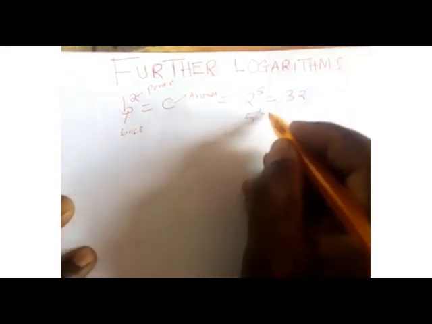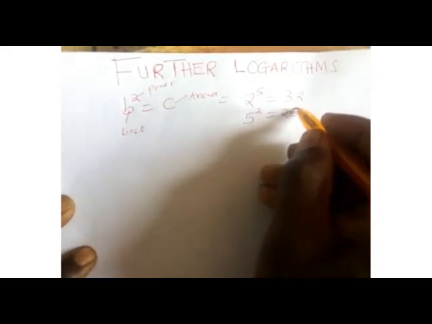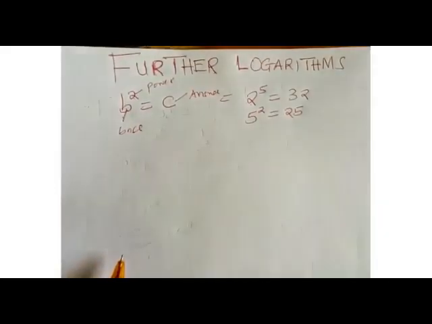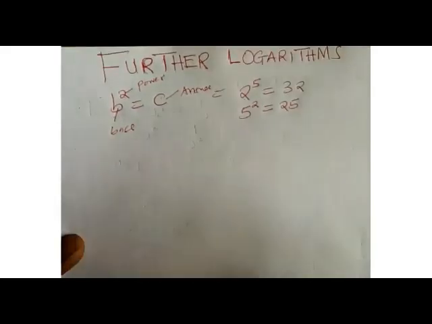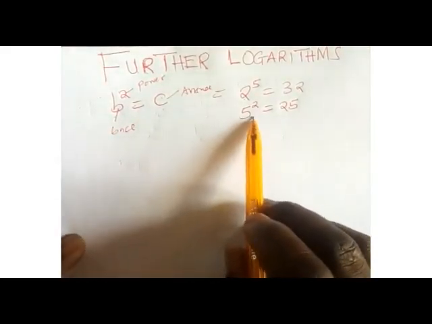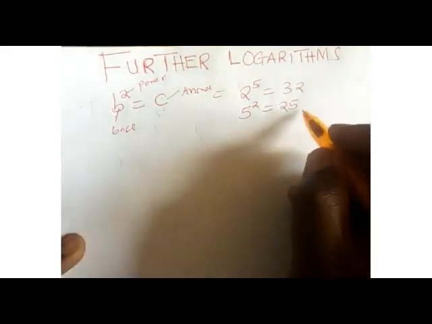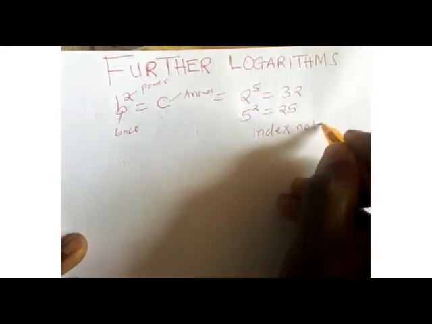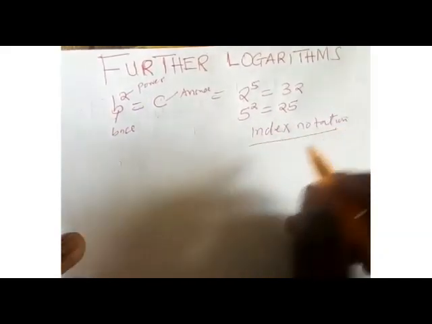5 raised to power 2, the answer is 25. So that one we know. When we represent a number like this, we call it the index notation. It is called the index notation.